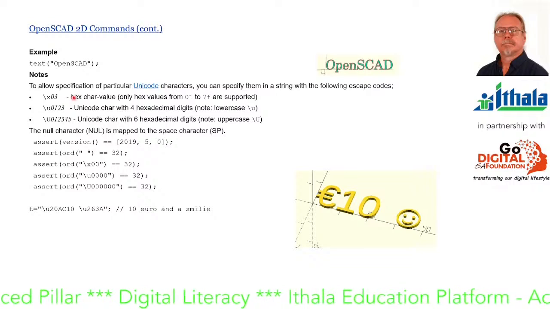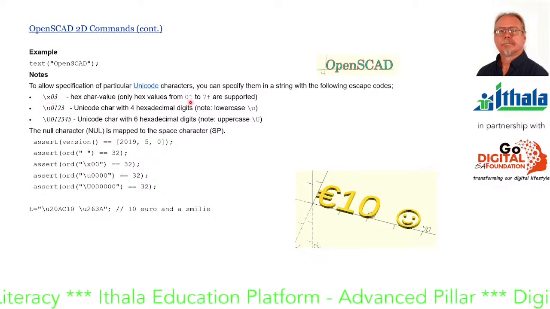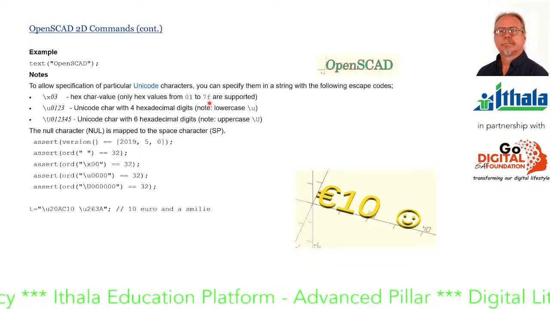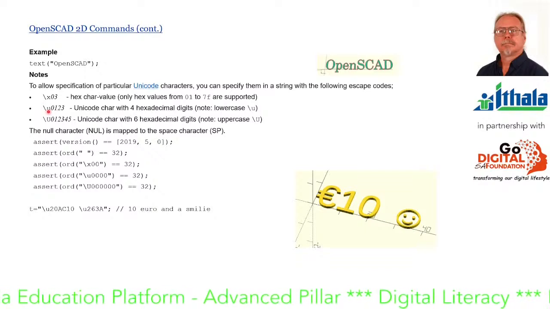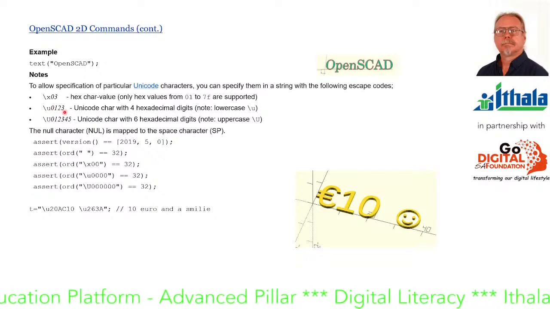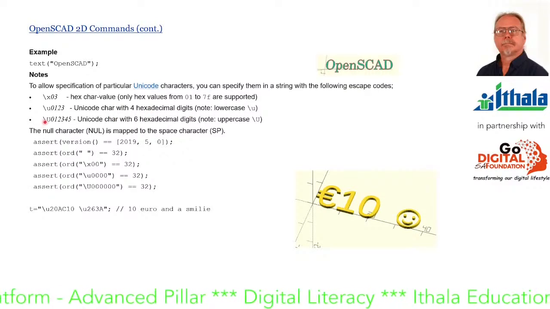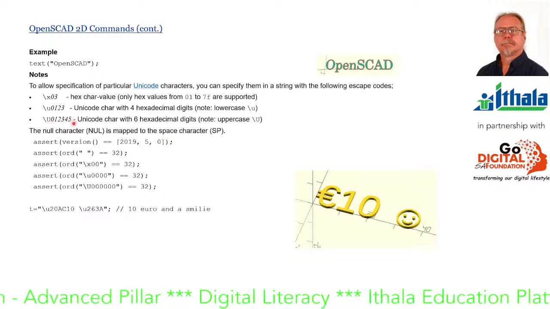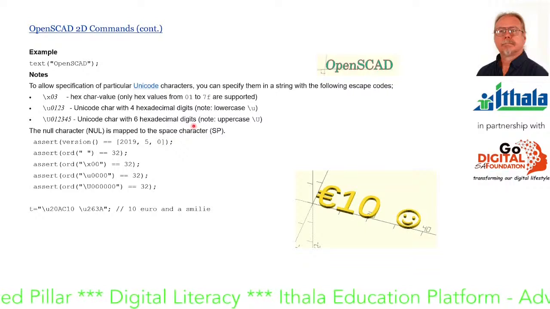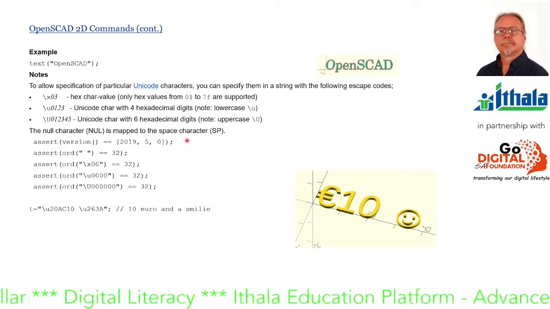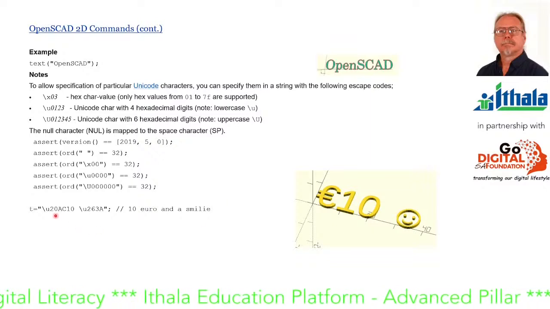Unicode. If you do \x and then a 2-digit number, and that's a hexadecimal number from 01 to 7F, you can specify any ASCII character. If you do \u and then a 4-digit number, those are Unicode characters with 4 hexadecimal digits. And \U with 6 hexadecimal digits, then that's a Unicode character with 6 hexadecimal digits. And you can do the null character as well.